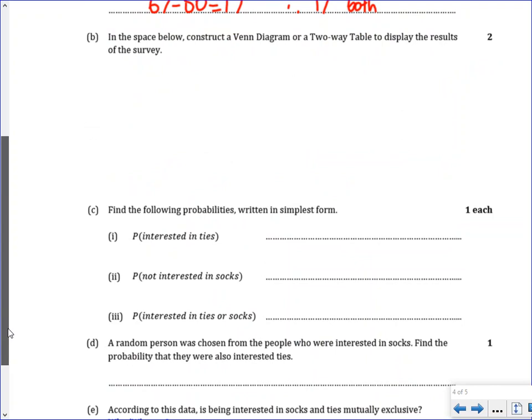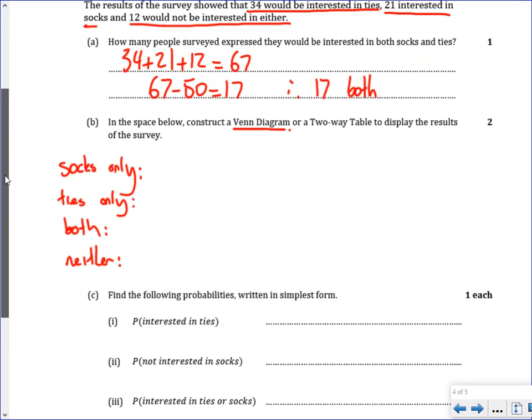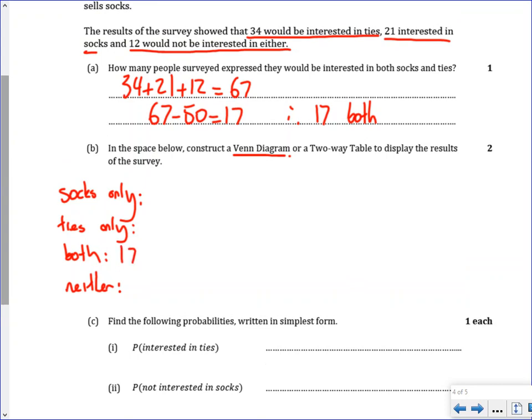So, moving along, what we want to do now is construct a Venn diagram or a two-way table to display the results of the survey. I'm just going to do a Venn diagram for this section. But what we need to do first of all is do socks only, ties only, both, and neither. Those are the four numbers that we need for this solution. Well, we already know both is 17. We just did that from part A. And we know that neither is 12.